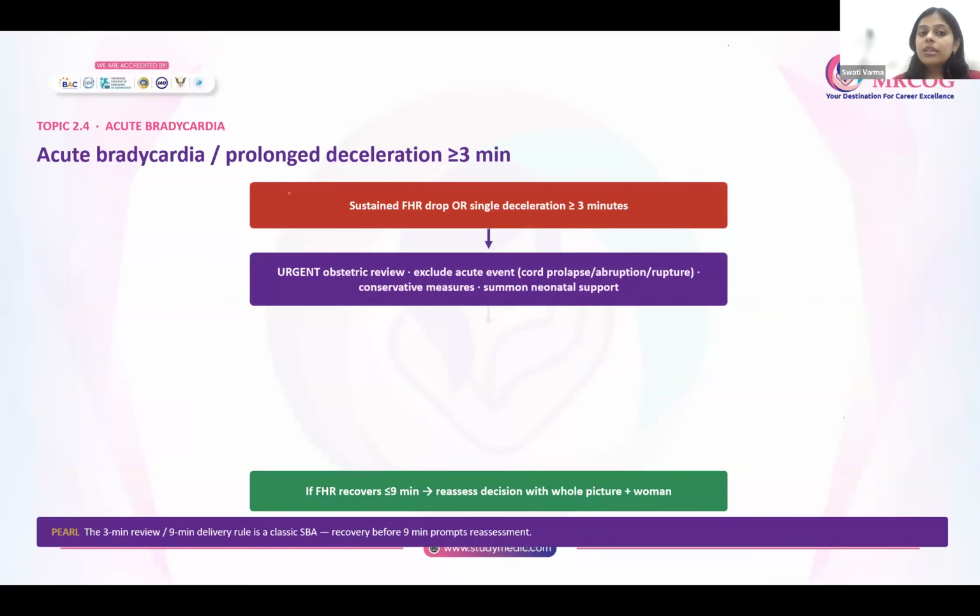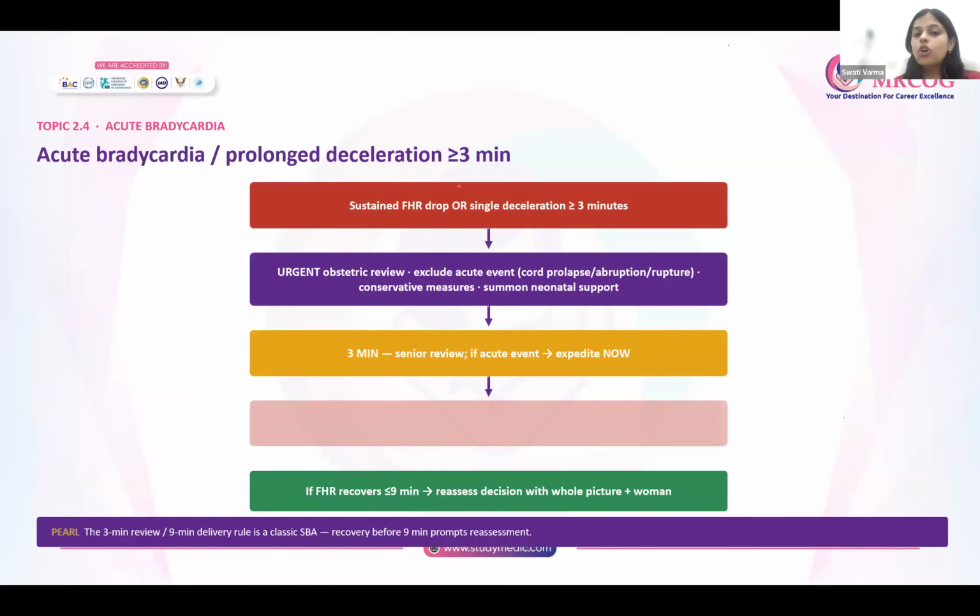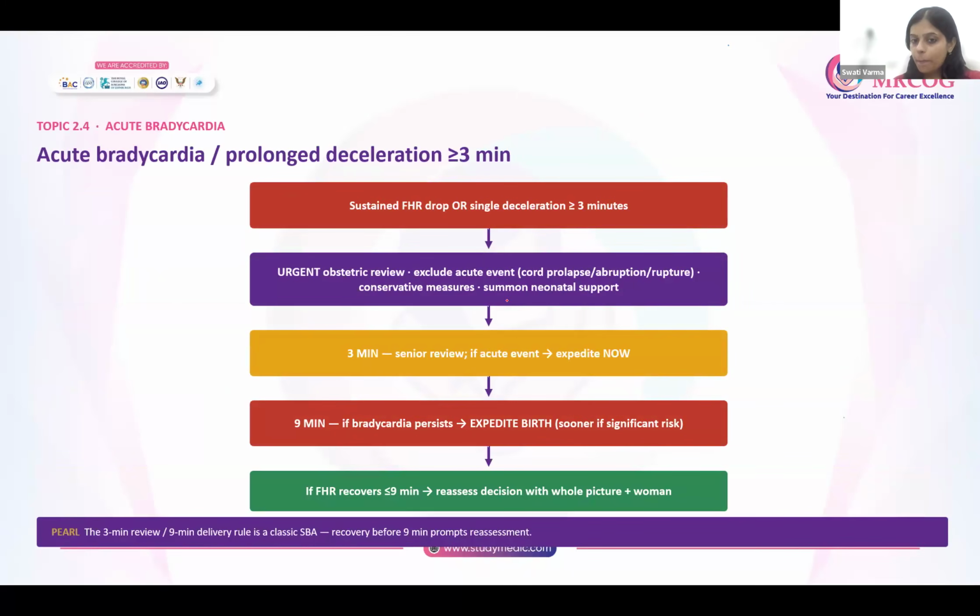Now let's come to acute bradycardia or prolonged deceleration for more than 3 minutes. Let's have a look here. Sustained fetal heart rate drop. Suppose the baseline fetal heart rate was going like this and suddenly it has dropped, or you find a single deceleration which has not returned back, it is continuing for 3 minutes or more, then it is quite concerning, always a red feature, and requires urgent obstetric review.